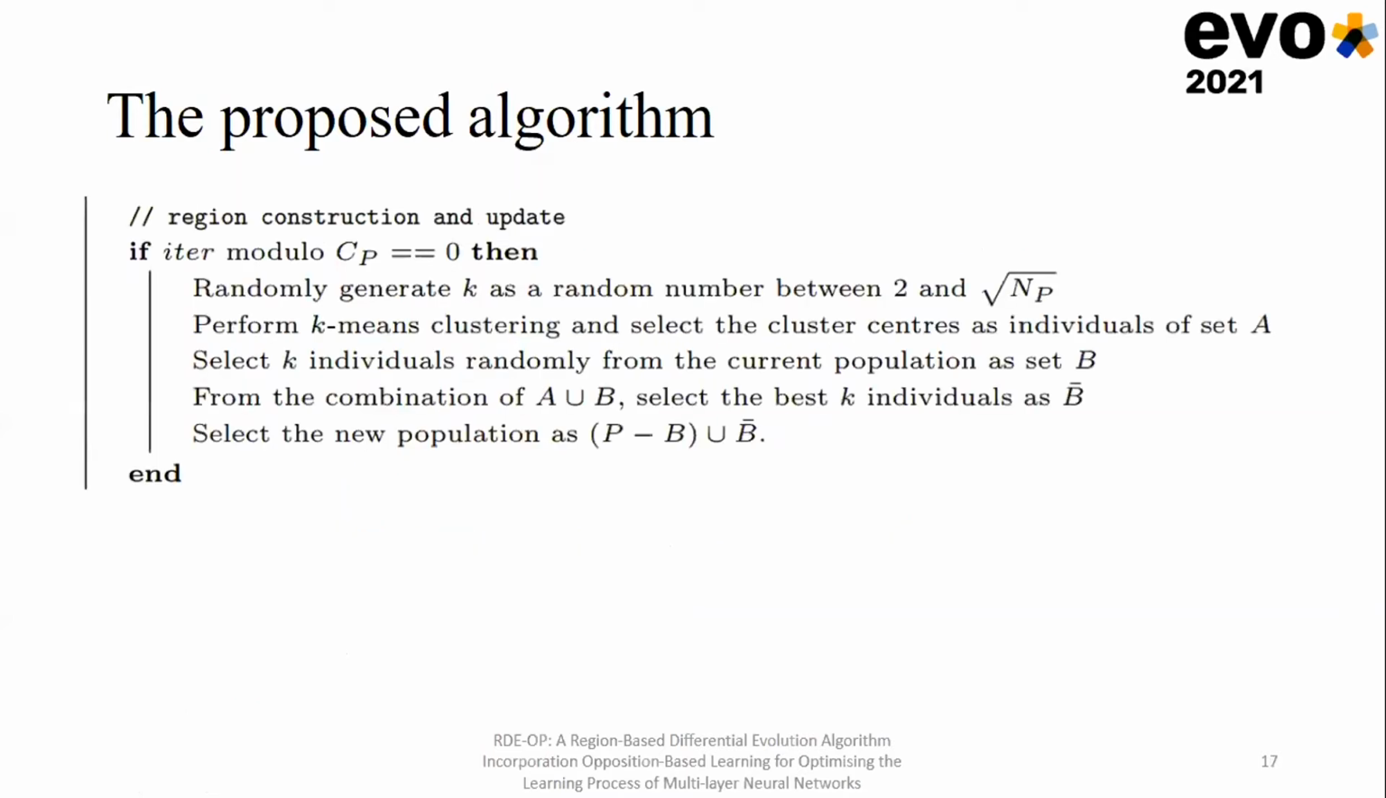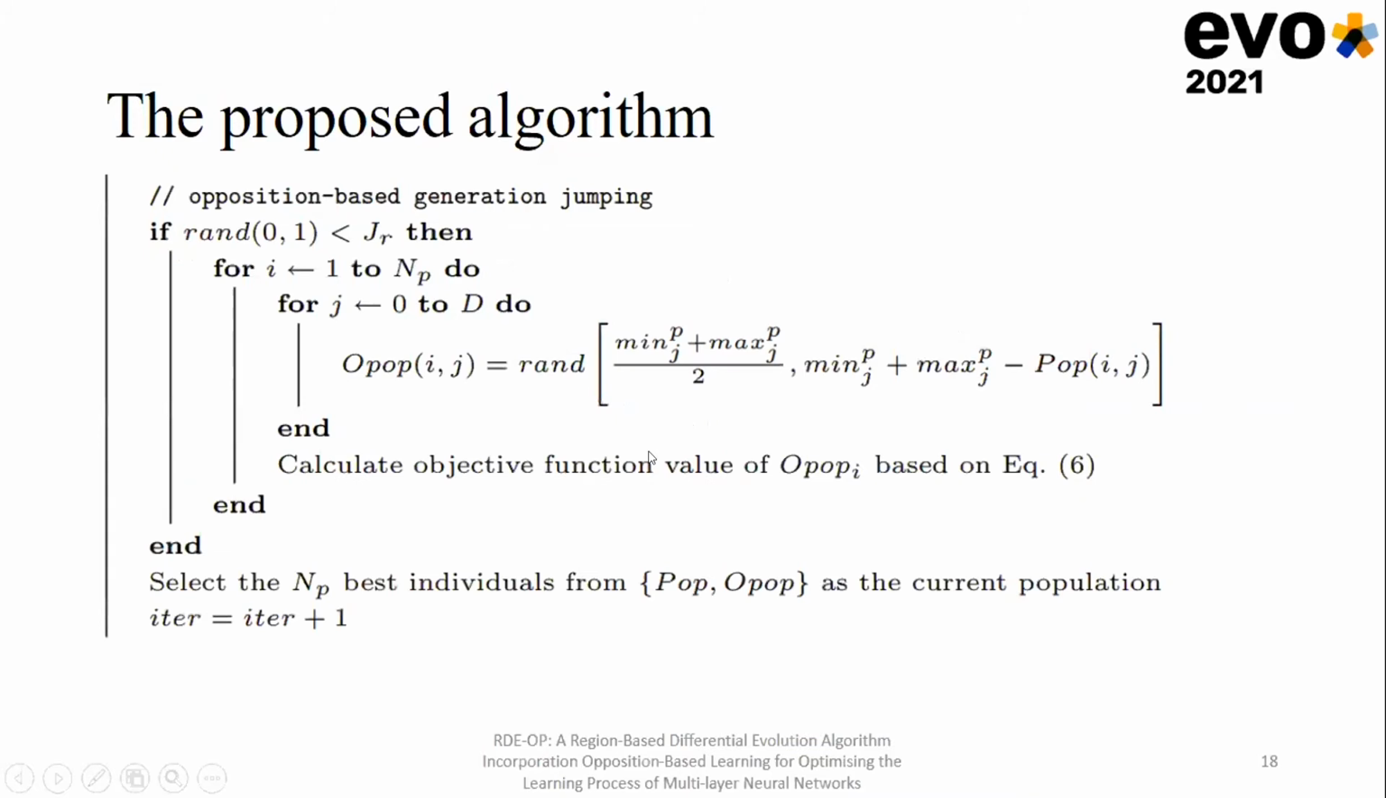But one of the main sections of our proposed algorithm is region construction. Here you can see that CP, as mentioned, is the clustering period. And in this section, we should first select some random candidate solutions that are called B. After that, we generate regions based on the clustering period and select the new population like this formula. And after that, we generate the new population based on opposition-based learning. And GR here means the jumping rate that shows the probability for doing opposition-based learning.